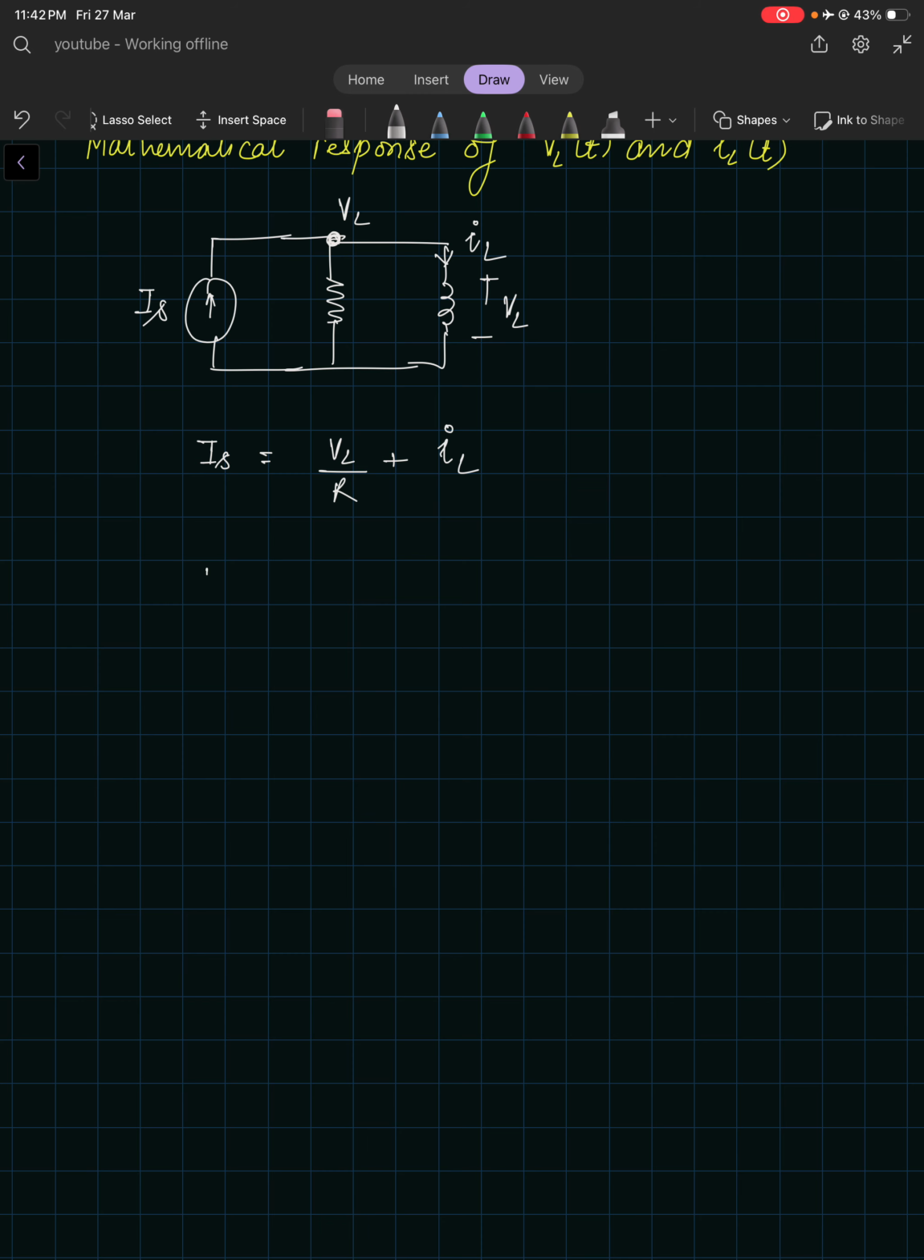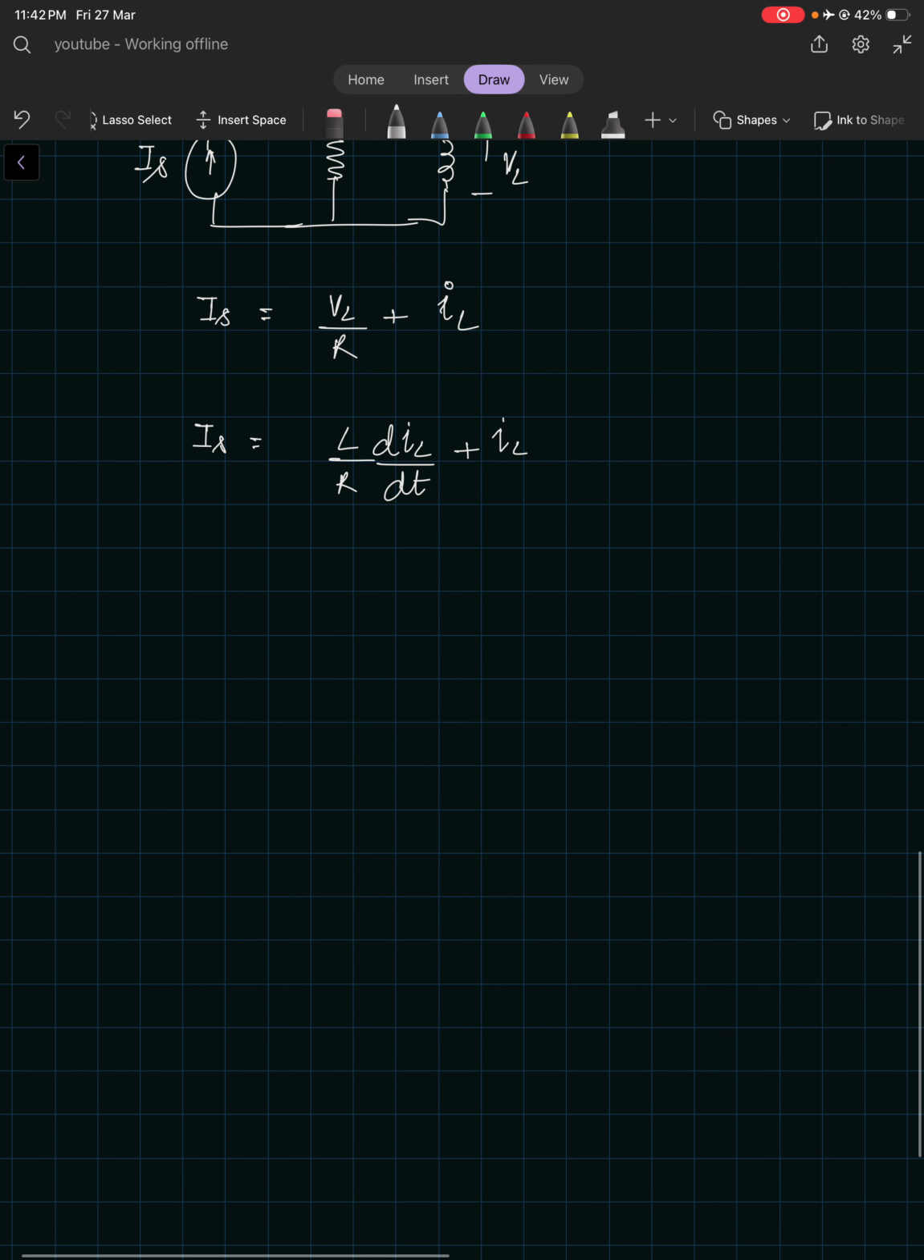So we know VL is equal to L dIL by dt plus IL. So again we end up in a simple first order differential equation. The same equation we have seen in the capacitor circuit also, the first order RC circuit. So this is dIL by dt plus R by L into IL is equal to R by L into IS, right? And again this is a constant term.